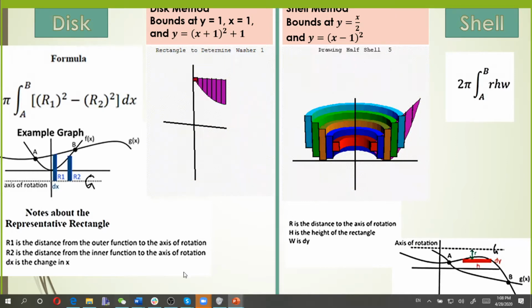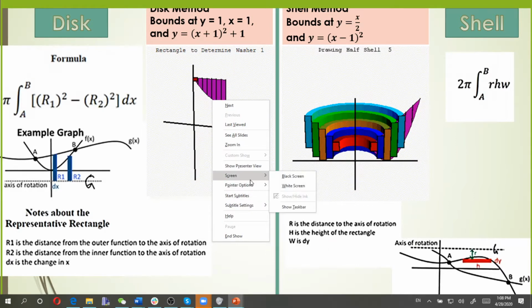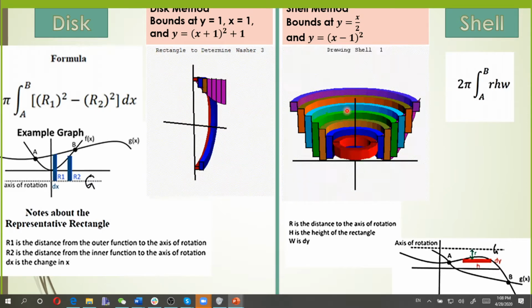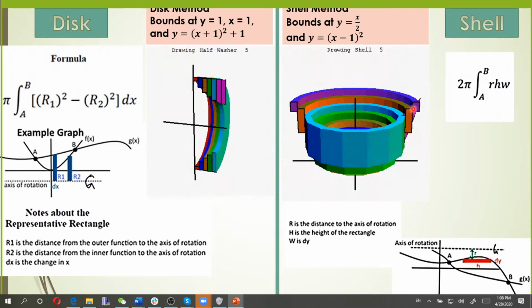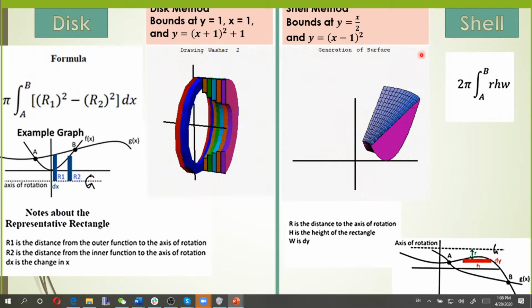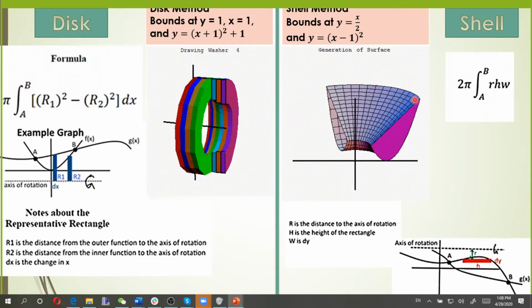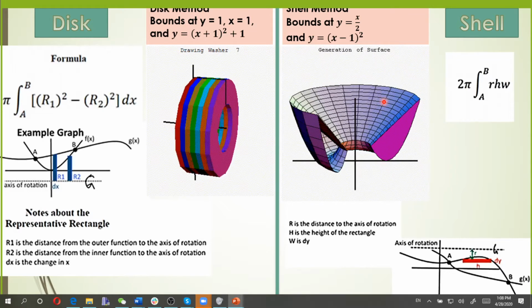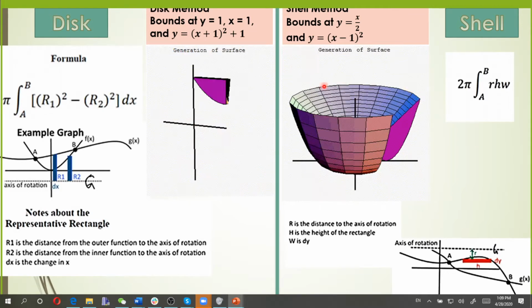In order to do that, we would need to have a radius, so our distance from this line that we're spinning to the axis of rotation, a height of that line, and then an infinitely small width. Once we've got all of that, then we can create a volume for the shell that we are spinning around. That volume would be 2 pi r, which is the circumference, the distance around the circle of that cross section, times h times w.